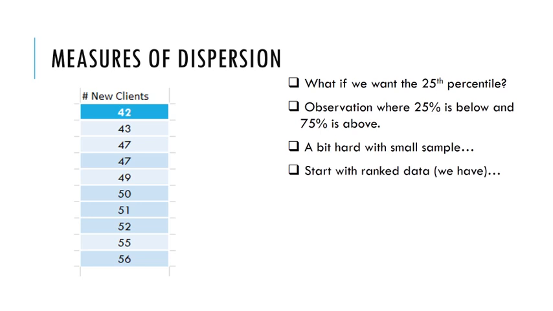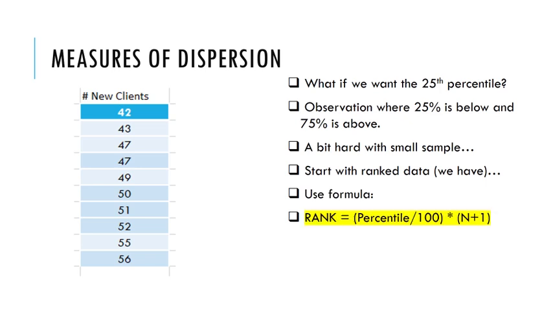The first thing we have to do is start with ranked data. So ranked means we need to go from smallest to largest, and we have this already, right? I've already ranked it for us. And here's the formula that we're going to use. And this is an important formula. Rank equals the percentile. Well, here we want the 25th percentile, so it'd be 25 divided by 100. That just simply converts it to a decimal, right? Then multiplied by n plus 1.